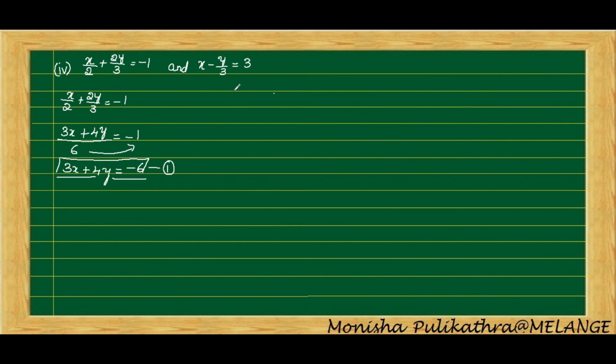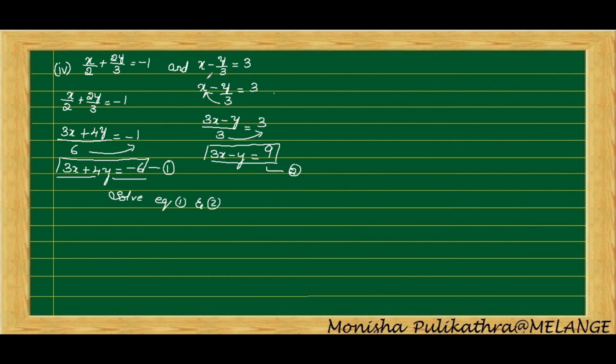Fine. So next we have to convert the second equation into this form. The second equation is x minus y by 3 is equal to 3. Here we will take the LCM, so it will become 3x minus y whole divided by 3 is equal to 3. Next cross multiply this one. So it will become 3x minus y is equal to 3 3s are 9. So this is the second equation. So we need to solve equation 1 and 2.